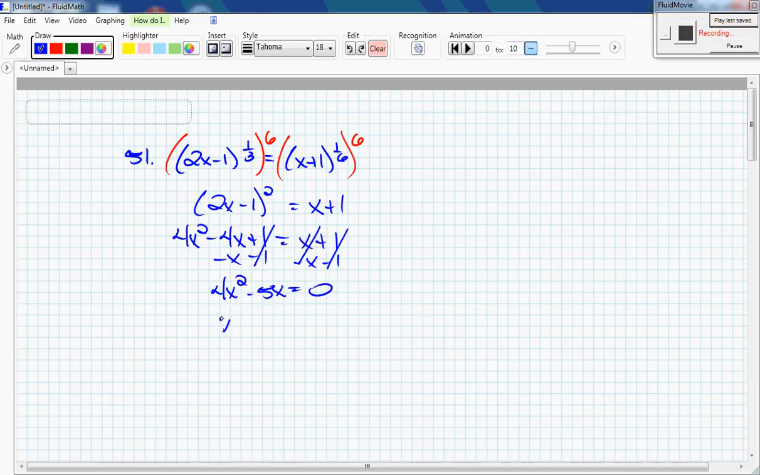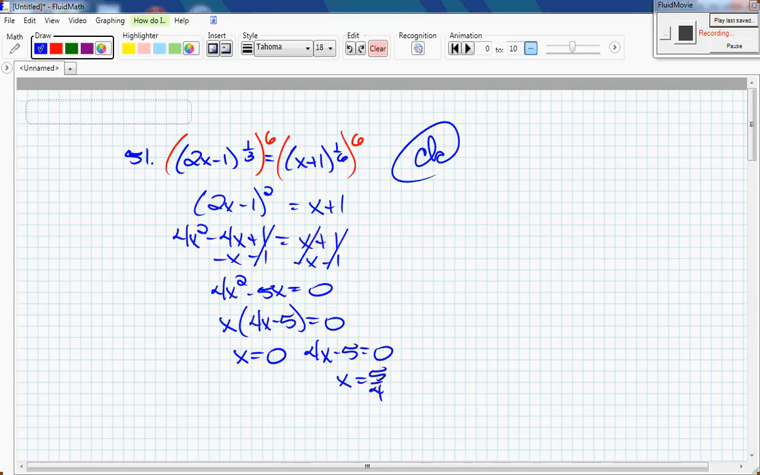All we have to do is pull out our GCF, or our common factor of x. We're left with 4x minus 5. That is completely factored. So our zeros are x equals 0, 4x minus 5 equals 0, so x equals 5 over 4. Now let's plug both of those back into the original to see if both of them work.